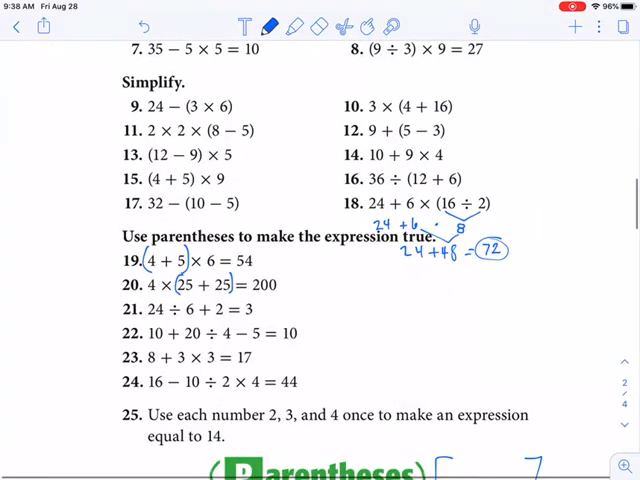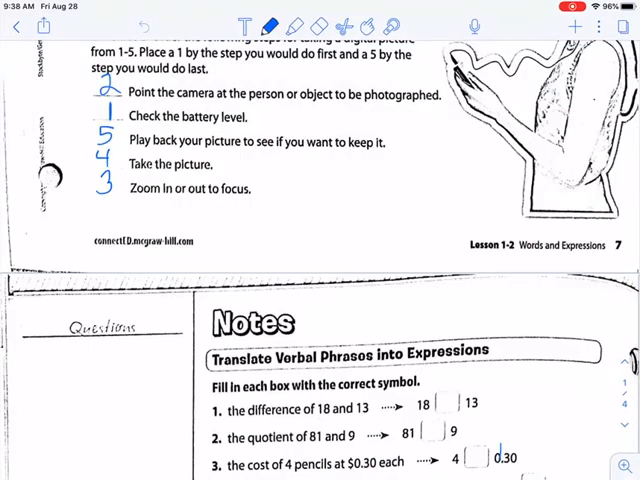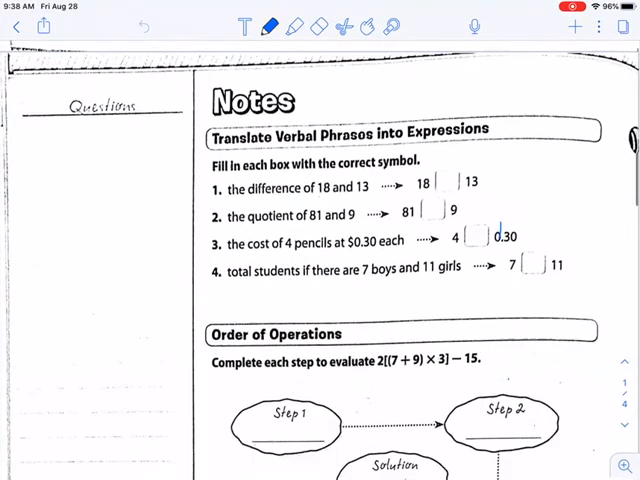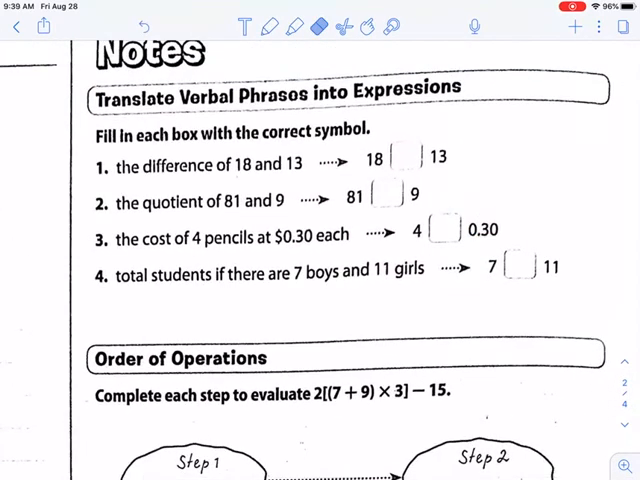All right, let's go back to the other notes then. So sometimes you're going to have to translate your own expressions as well. So you're going to want to know the keywords for each operation, like what words mean to add, which words mean to subtract, and so on. So I will also put a document in Canvas for you of common words for each of the operations.